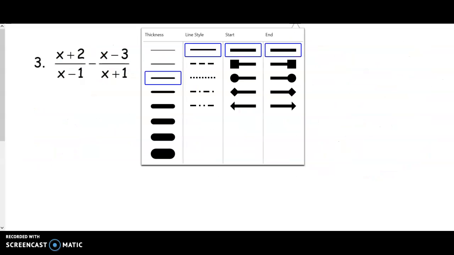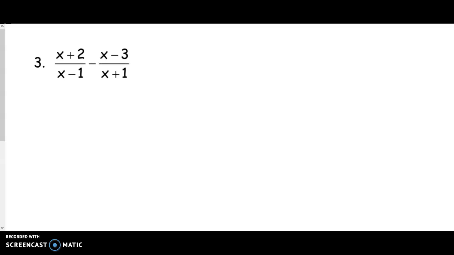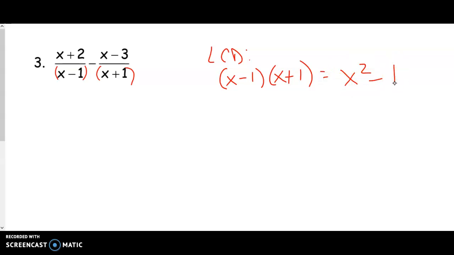Alrighty, number 3. So for this one, there's not much we can do except multiply our denominators. So our lowest common denominator in this case will be the product of x minus 1, x plus 1. Those are conjugates. It'll result in difference of squares. So that's our lowest common denominator. So this one we'll multiply by x minus 1, top and bottom. The other one we will multiply by x plus 1, top and bottom. Whatever you do on bottom, do on top. And that will give us what we need.